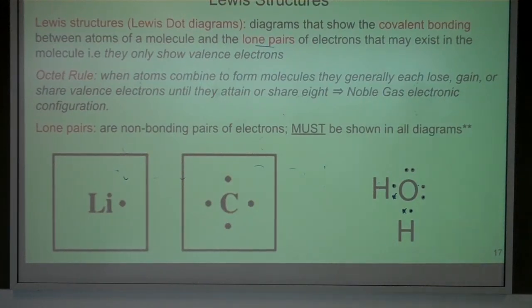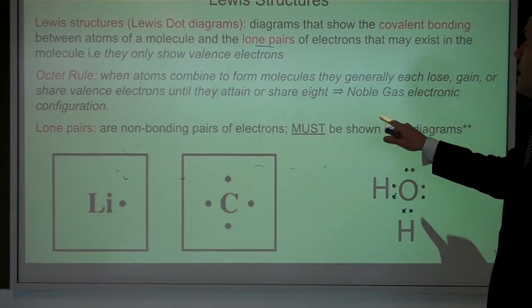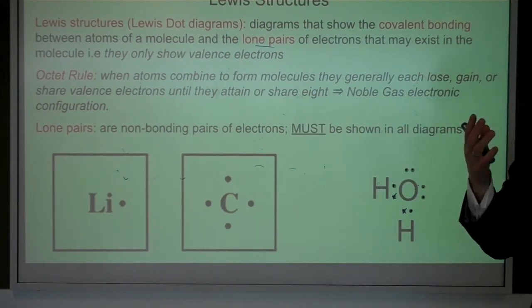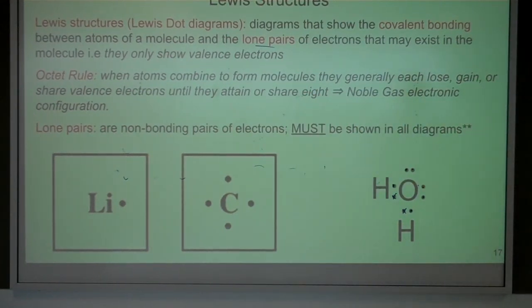The octet rule: atoms combine to form molecules that generally lose, gain or share electrons until they attain or share 8. And that's how you get a noble gas configuration. That's one of the two things that the crying baby wants. A noble gas configuration, 8 electrons in the valence shell if you can get it. Share them, steal them, donate electrons if you have to, but that is the octet rule. You'll need to know all 3 of those, and all 3 of those are new.